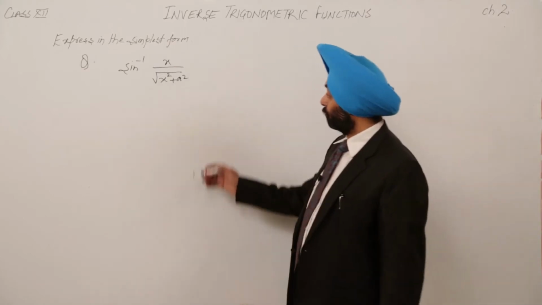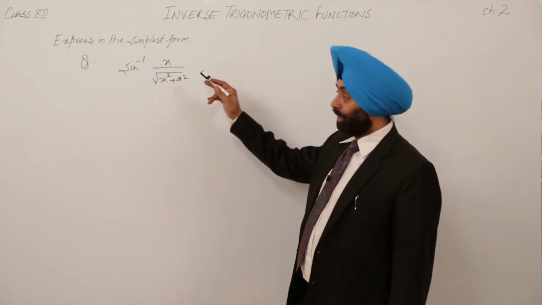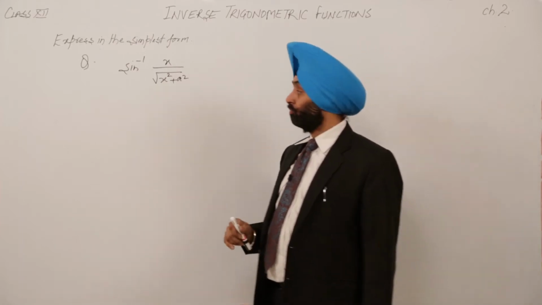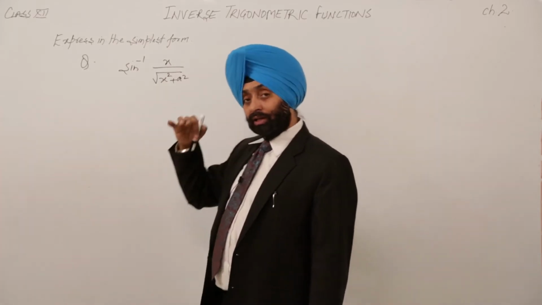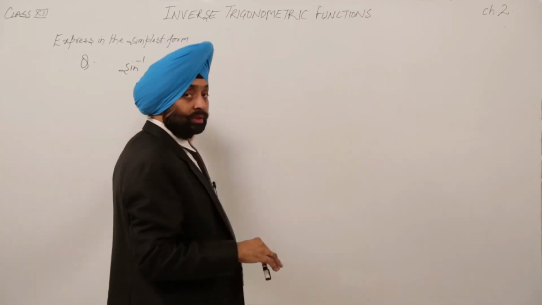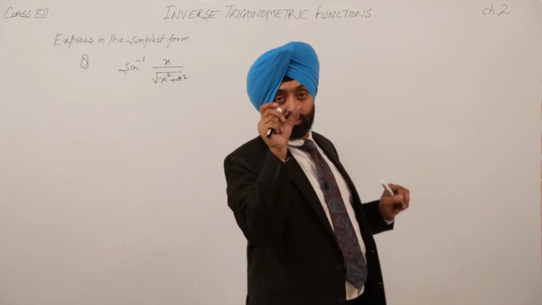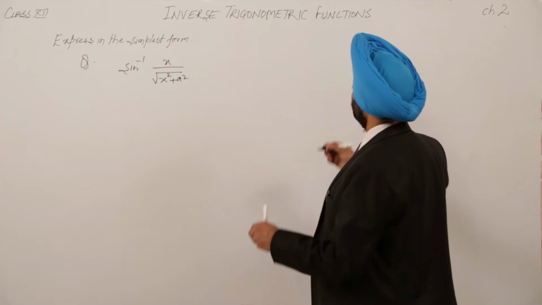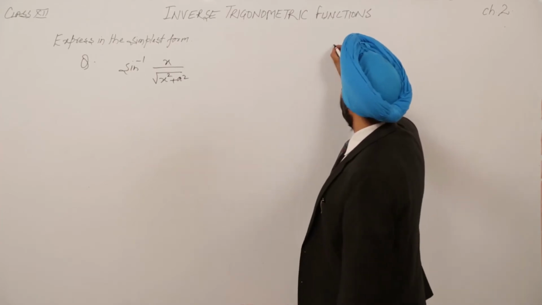Moving on to another type of question. Now we have sine inverse of x upon the square root of x square plus a square. Earlier two questions were with tan inverse. Now I have written a question with sine inverse, and there is one little bit new thing, that is the denominator part.